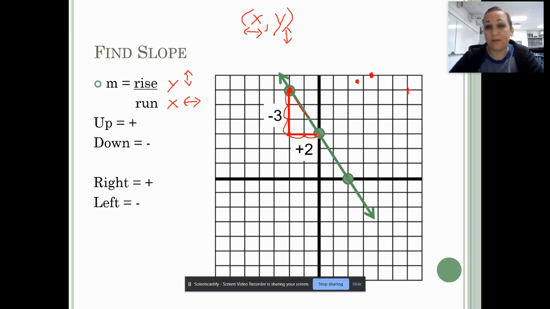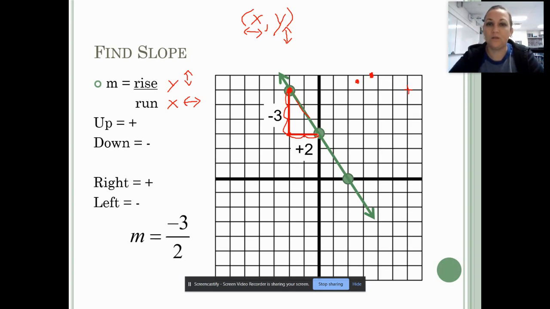And so my final answer for this problem, my slope of this line is -3 over +2, or just -3 over 2. Notice that I put the negative sign with the top number. It is best if you have a negative to actually attach it to one of the numbers. Don't just let it float in front of the fraction bar, because then it might get lost and it might kind of blend in with your fraction bar.